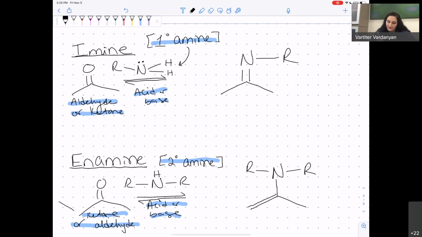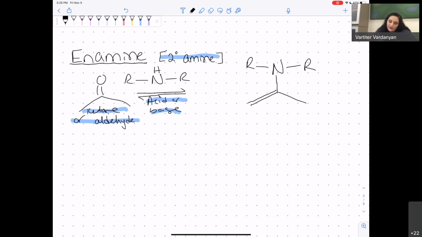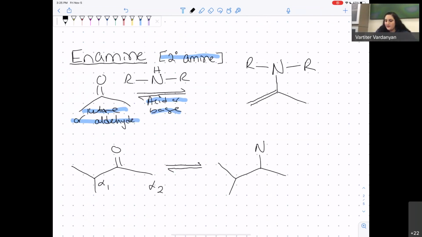Actually, I'll do another example for you. I'm going to scroll down. Let's say you have something that looks like this. You have alpha 1, you have alpha 2. How do you know which side to make the double bond on? Whichever side is more substituted. So you fill in the nitrogen, and then you say, all right, this one has 1 hydrogen, this one has 3. The side with the least number of hydrogens is the side you want to make your double bond to. So we're going to get rid of this and form a double bond.